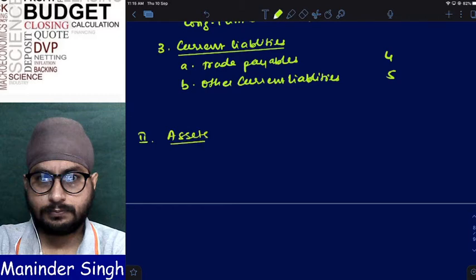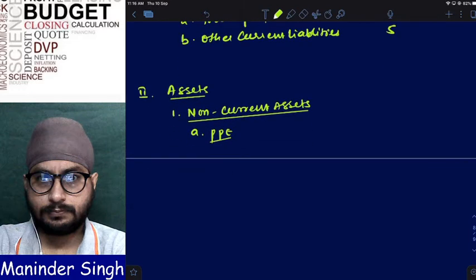Under assets, first thing we have is non-current assets. Under non-current assets, first one we have is what? PPE, that is property, plant and equipment. Under property, plant and equipment, we have only one thing, tangible, right? Tangible assets. If goodwill is there, then we have to write intangible.